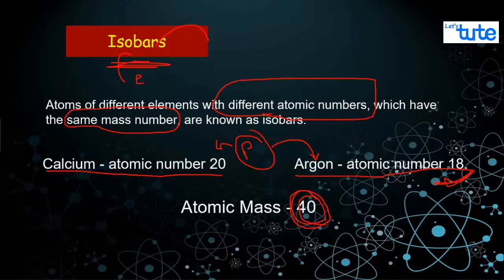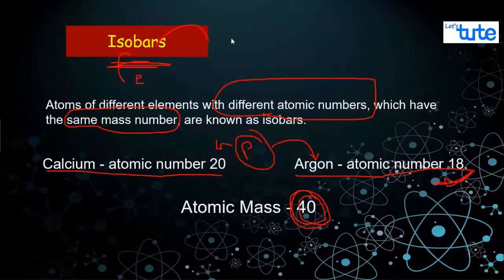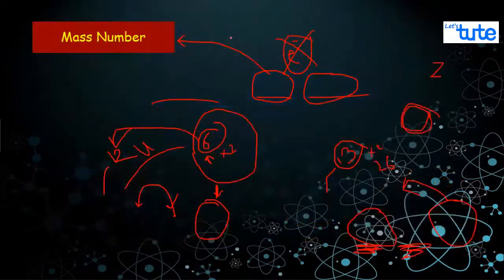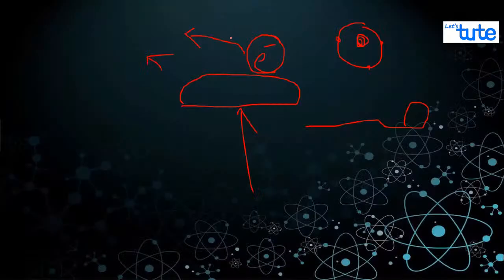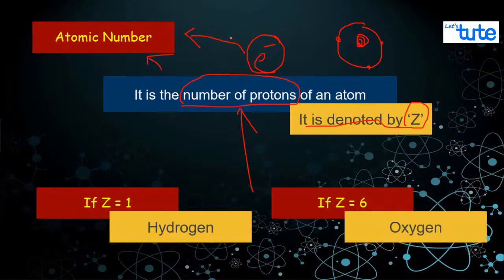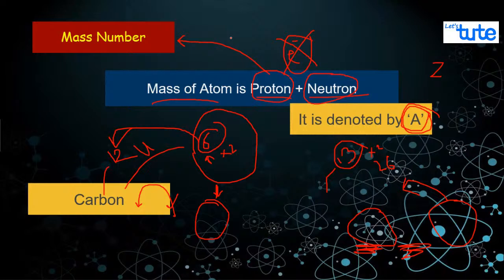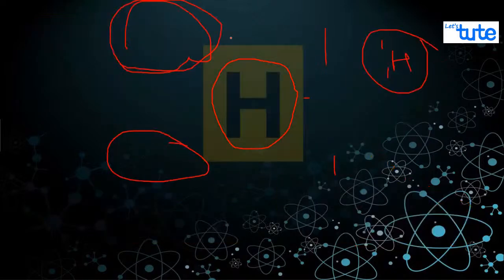I hope this is clear to you guys. That's it for this session. Let me go back to the slides and explain the whole thing quickly. What is atomic number? Atomic number is nothing but the number of protons. The next thing is atomic mass. Atomic mass is nothing but the mass of protons plus the mass of neutrons.